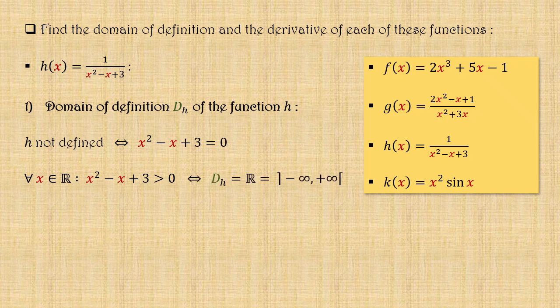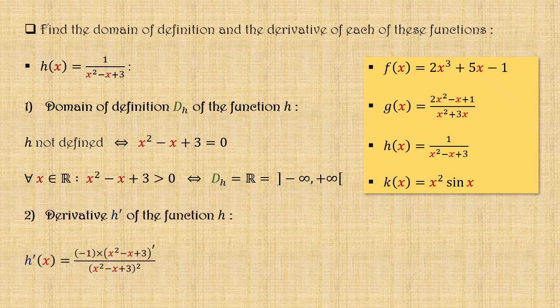So the domain of definition of the function h, Dh, equals the set of the real numbers R, which is the open interval negative infinity to positive infinity. As for its derivative, we have h'(x) equals -1 times the derivative of its denominator, which is x^2 - x + 3, all over (x^2 - x + 3) all squared, which equals -(2x - 1) over (x^2 - x + 3)^2.